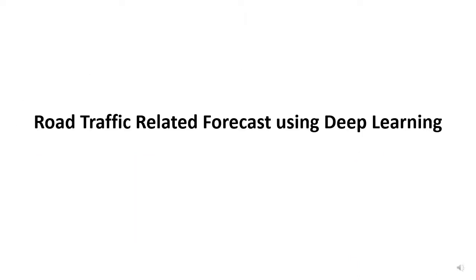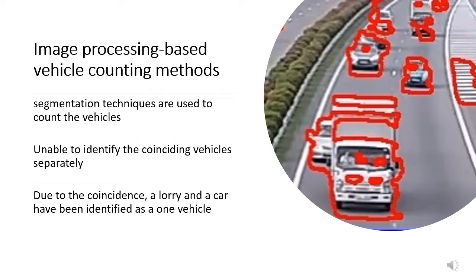Road traffic related forecast using deep learning. In image processing methods, segmentation techniques are used to count the number of vehicles. The major issue in this method is that it is unable to identify coinciding vehicles separately from a video frame. That problem I demonstrate here by using this image.